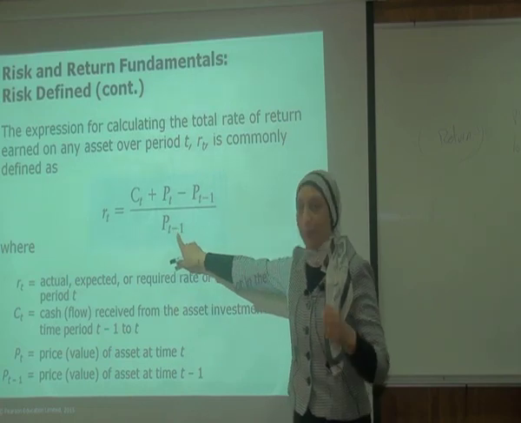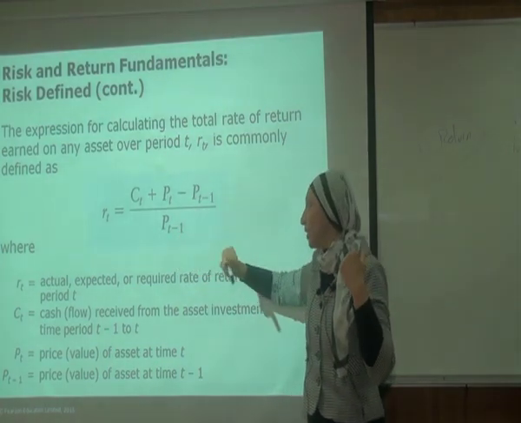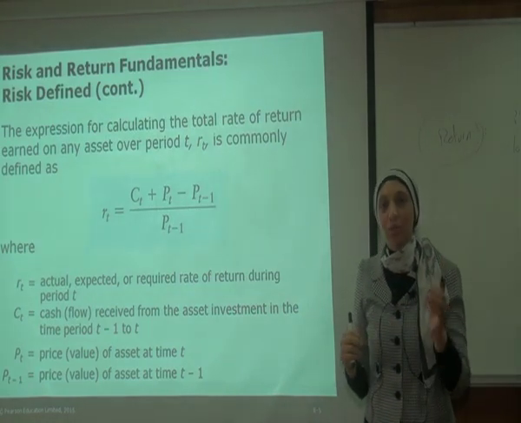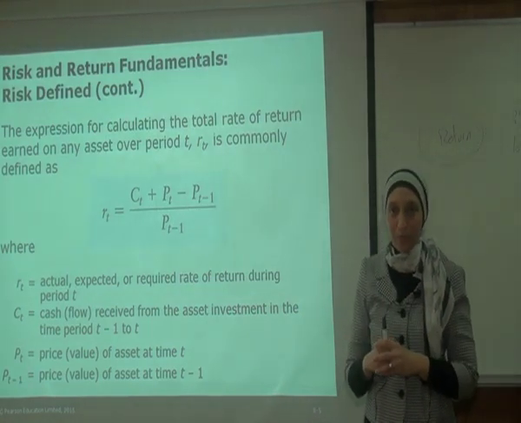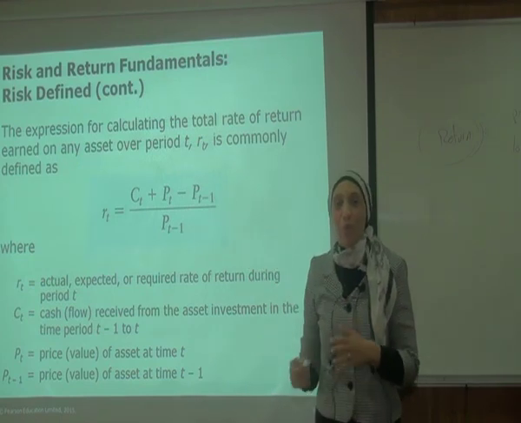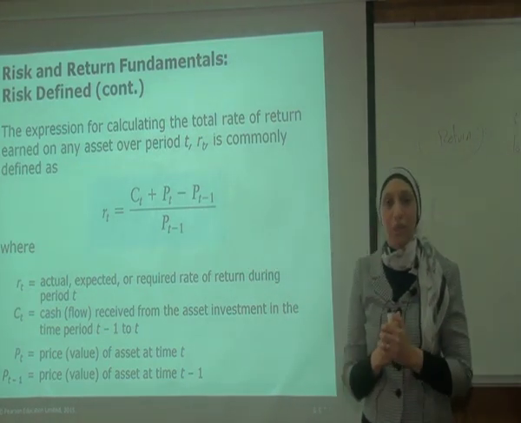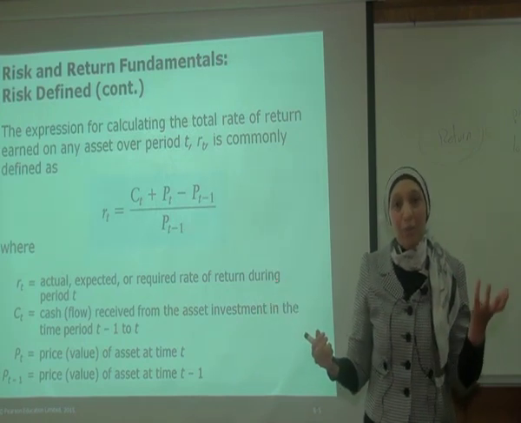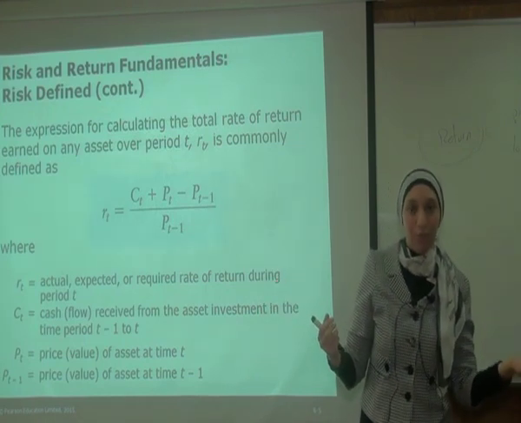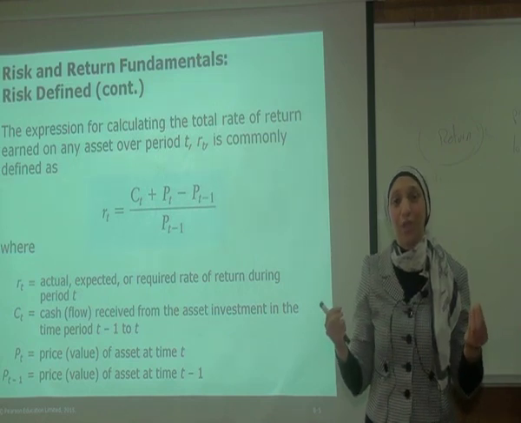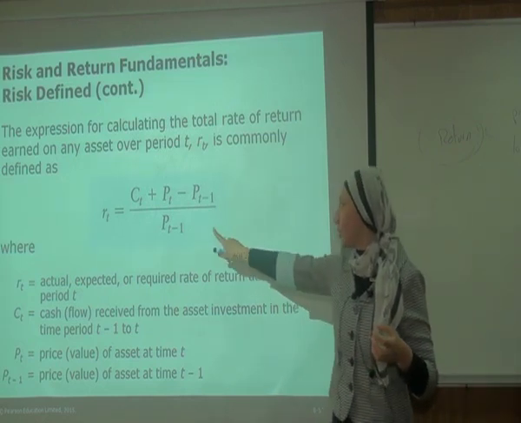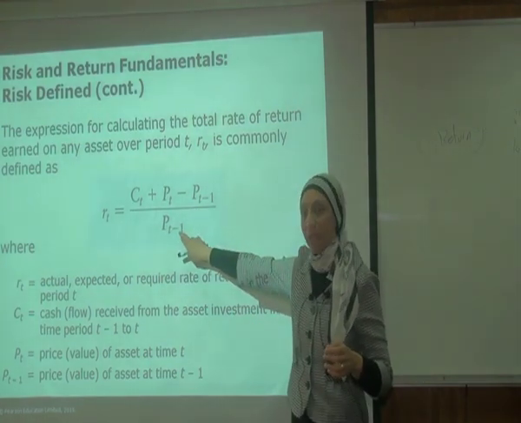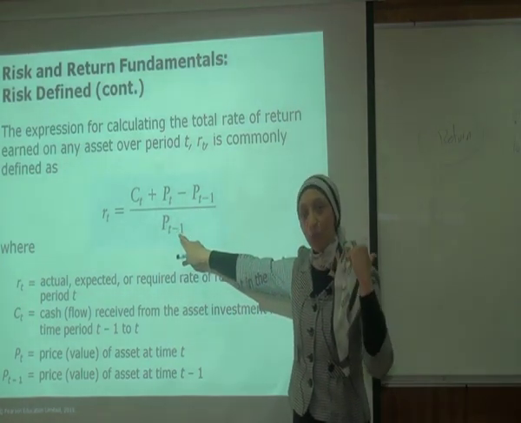Why do we divide by the purchasing price or the old price? Because we need to get the value in percentage form. It's important to get the value in percentage form. A 3 pound profit when the stock is 100 pounds is different from a 3 pound profit when the stock is 10 pounds. So it's important to convert this return or profit into percentage form. That's why we are dividing by the price of yesterday or the old price.